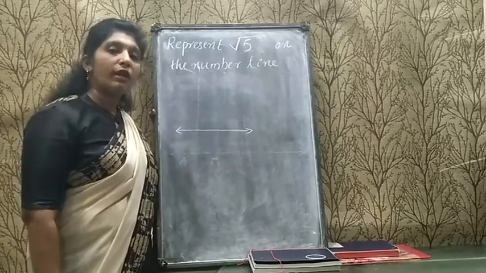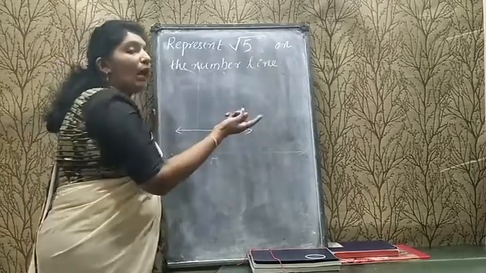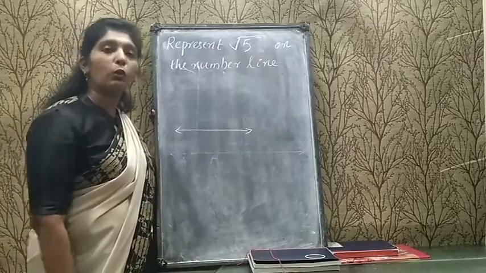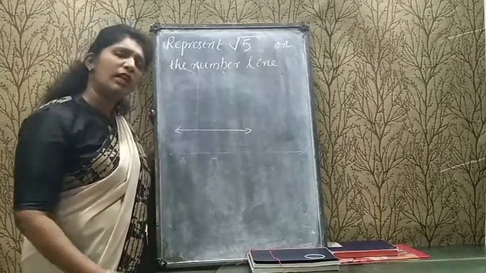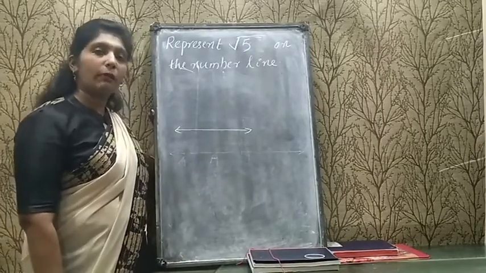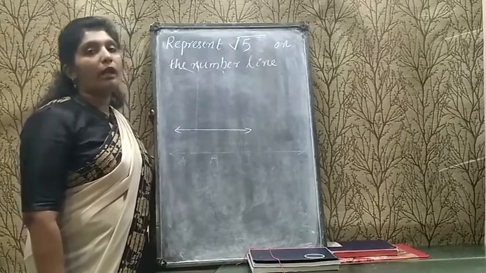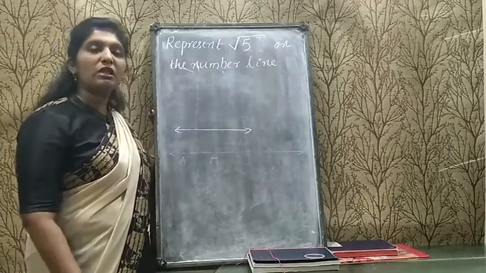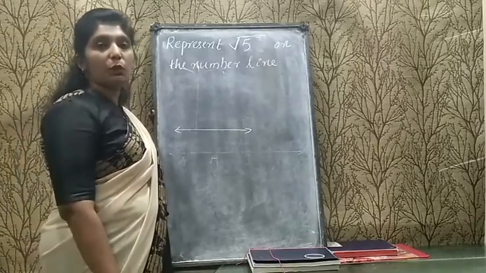Yes, the same way you can represent even root 5 also on a number line, root 2, root 3, root 5, root 7, whatever number you want, you can represent that on a number line. The procedure is the same. Here I will show how to draw root 5.